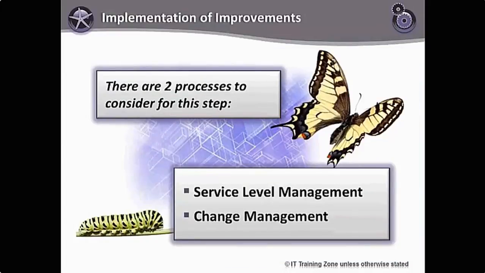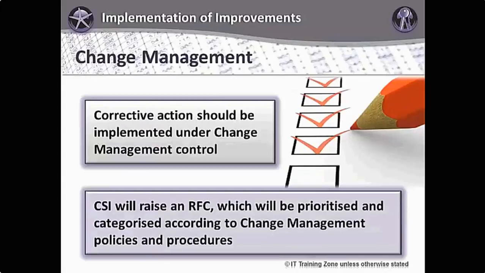The final area we need to study is the implementation of corrective action. There are two processes to consider here: service level management and change management. Let's start with change management. Any corrective action that is implemented should be carried out under change management. If not, we may cause more problems than we solve.